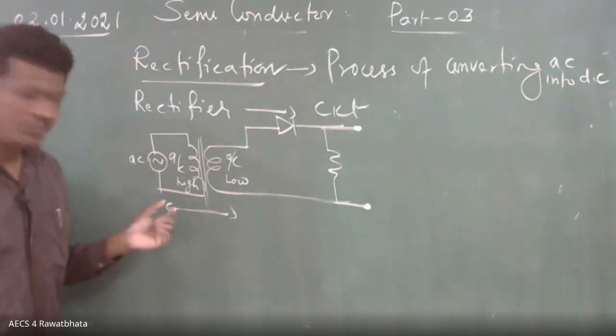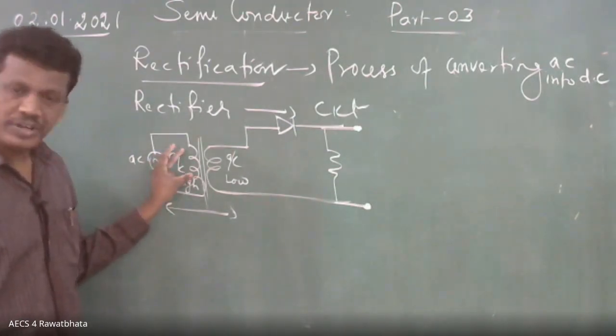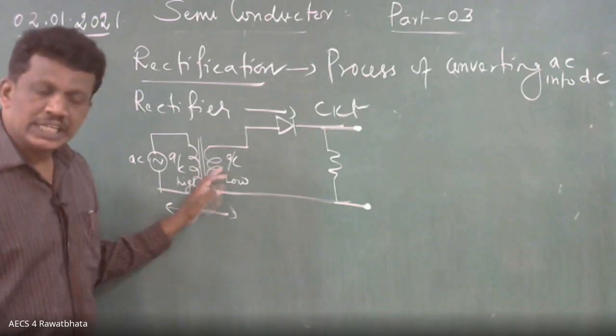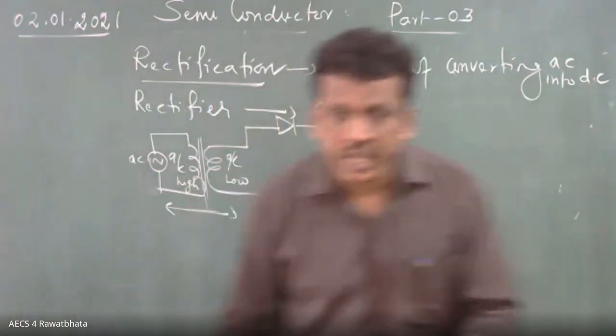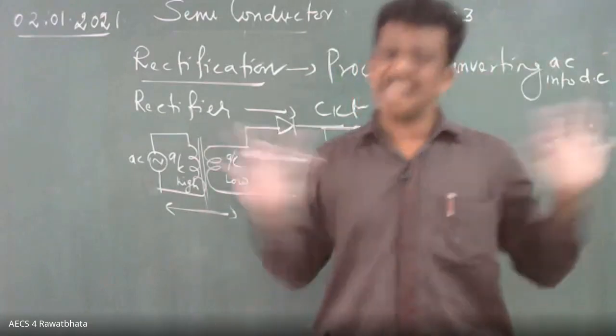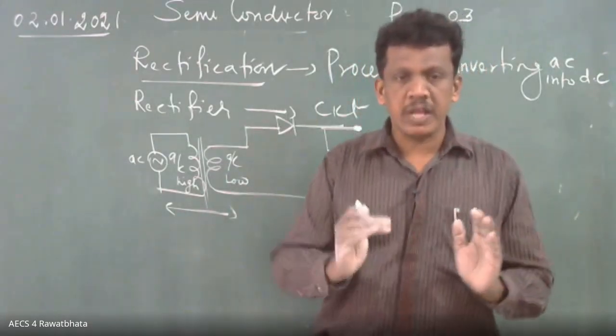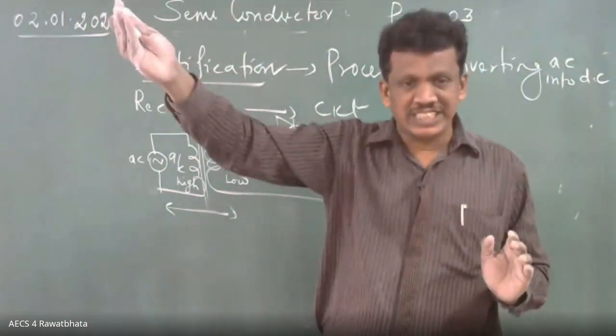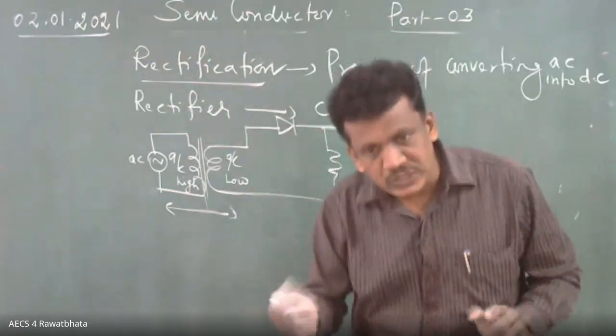Okay. Number of turns more, number of turns less. The voltage you are getting is proportional to the number of turns. Very simple way to remember: number of turns more, voltage more; number of turns less, voltage less.